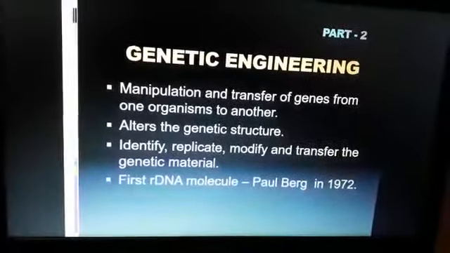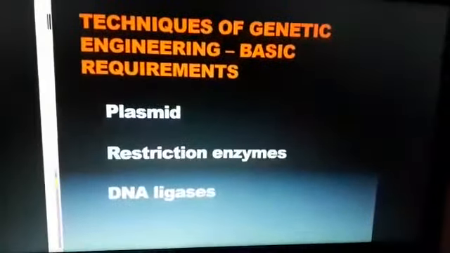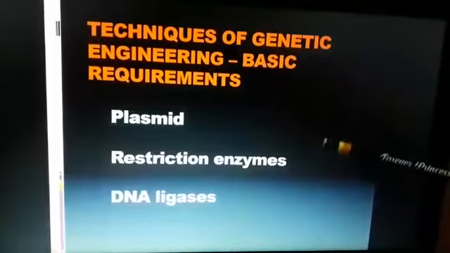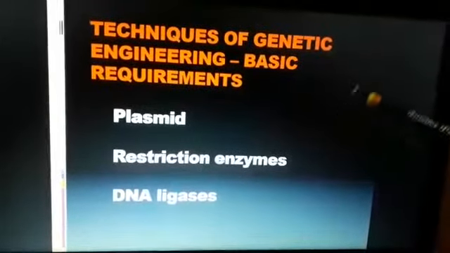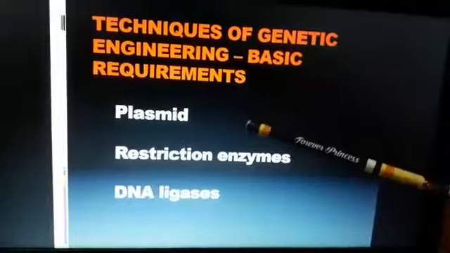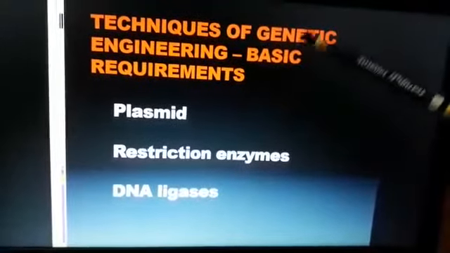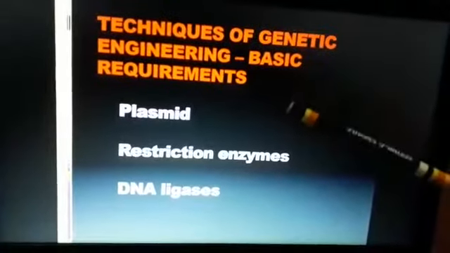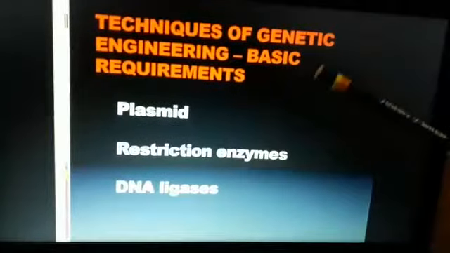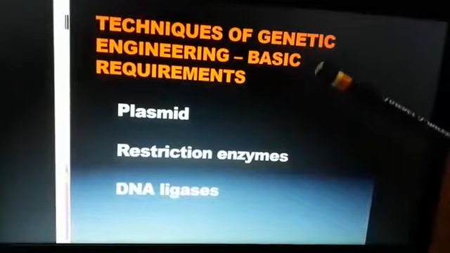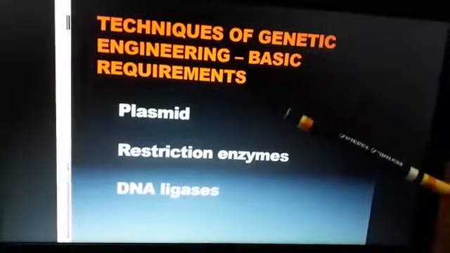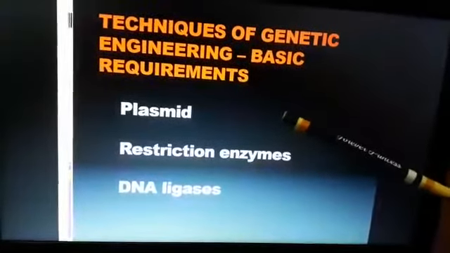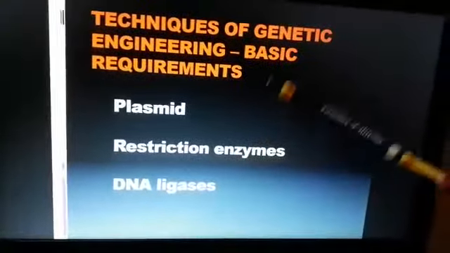The next topic is techniques of genetic engineering. So what are the basic requirements? The first requirement is a plasmid. A plasmid is a small circular double-stranded DNA molecule found in a bacterial cell. What is the use of this plasmid? It replicates independently along with the chromosomal DNA.